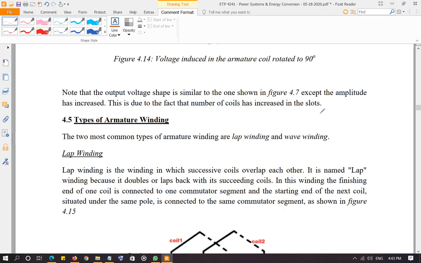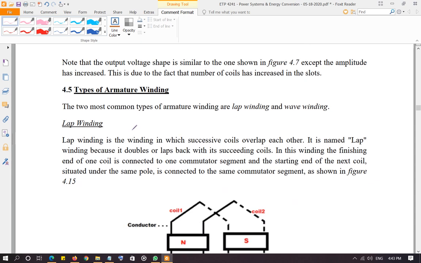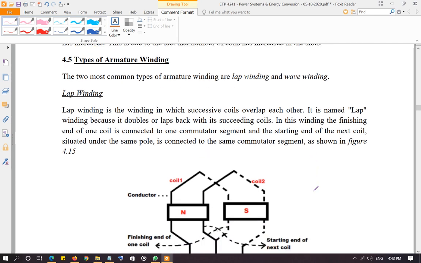Generally, the winding in the armature, the moving part in which the voltage is induced, there are two different types of windings. One is called lap winding and one is called wave winding. What is the difference between the two and where they are used?